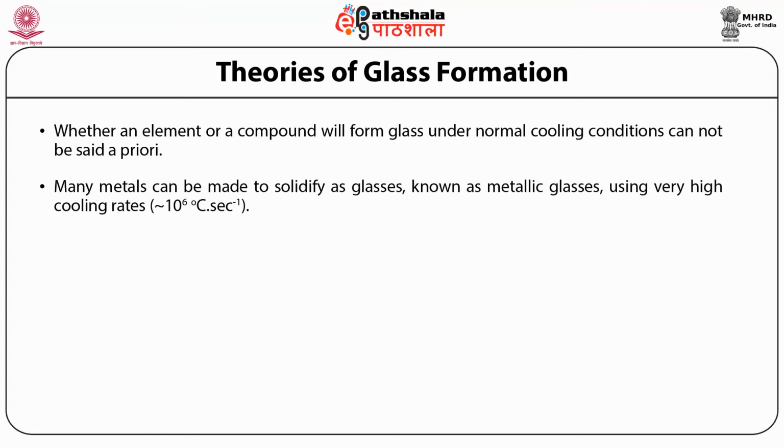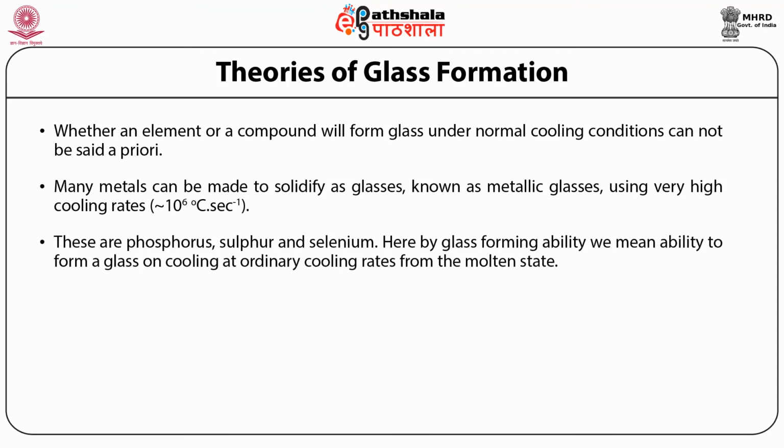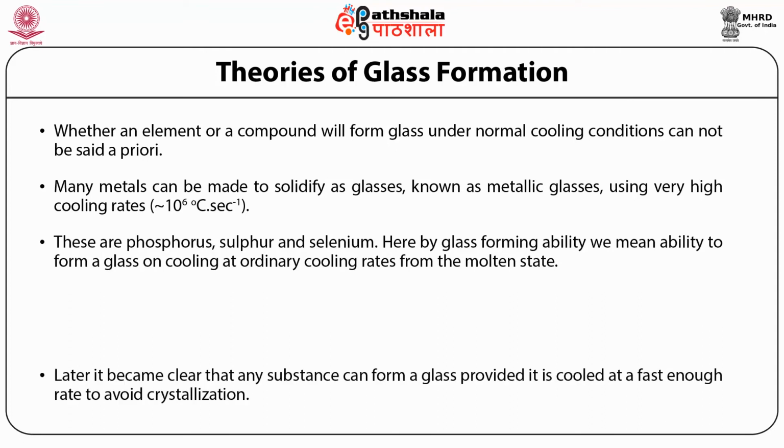Most metals and compounds can be made glassy in thin film form. A few elements of the periodic table readily form glasses. These are phosphorus, sulfur, and selenium. Here, by glass forming ability, we mean the ability to form glass on cooling at ordinary cooling rates from the molten state. Now the question of why some materials form glasses and others do not has intrigued scientists for many years.